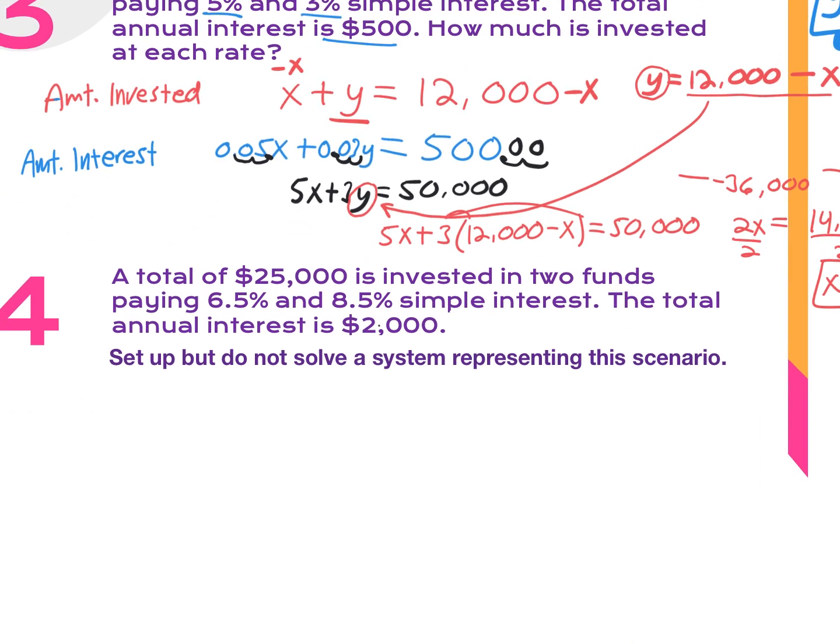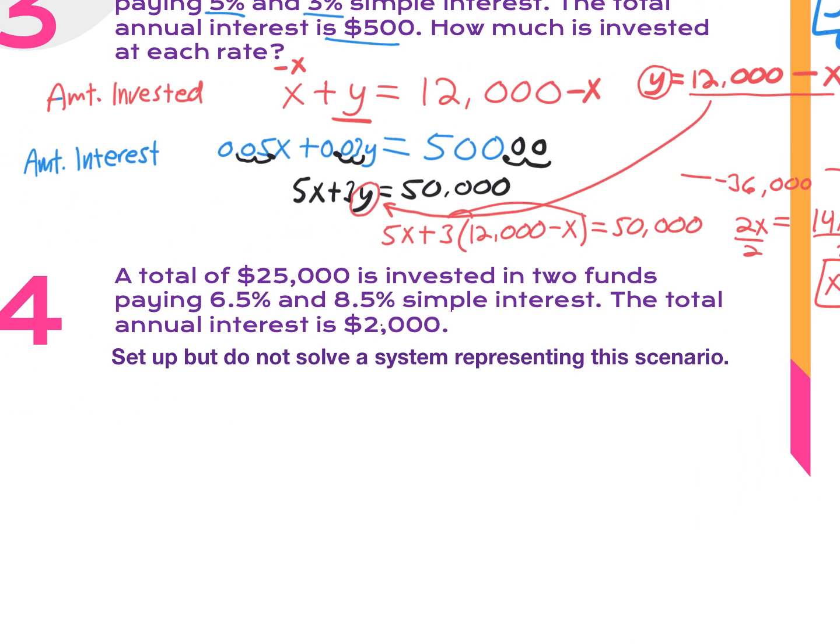And because that kind of took a long time, this next one we're just going to set up, but we're not going to solve it. So let's do it the same way, right? We have a total of 25,000 invested in 2 funds. So how can I write that equation? Think about what we did in the previous one. Nice. So x plus y equals 25,000.